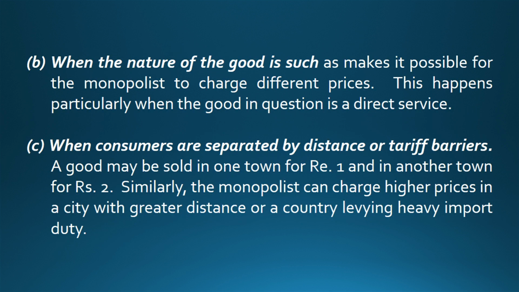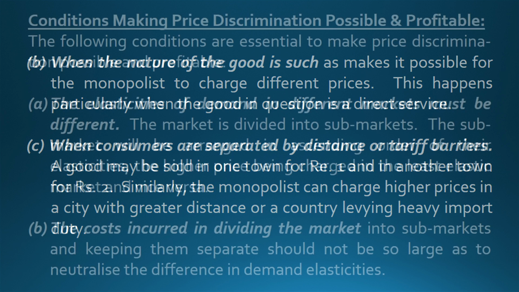B. When the nature of the good is such as makes it possible for the monopolist to charge different prices. This happens particularly when the good in question is a direct service. C. When consumers are separated by distance or tariff barriers. A good may be sold in one town for 1 rupee and in another town for 2 rupees. Similarly, the monopolist can charge higher prices in a city with greater distance or a country levying heavy import duty.